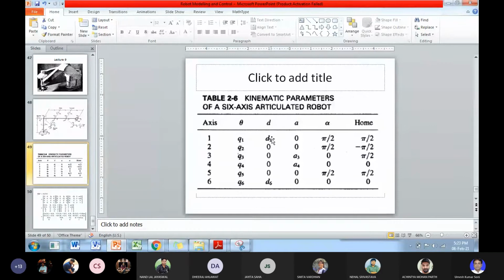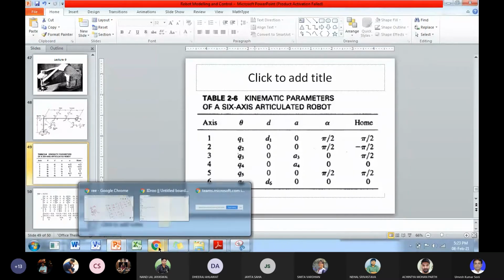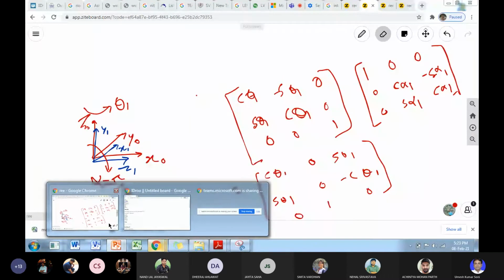D1 is variable length, so this is related to joint axis 1. Now there is no variable fixed length in joint axis 1, and you can see here alpha equal to pi by 2. What does this represent? Now I will show you how this alpha equal to pi by 2.